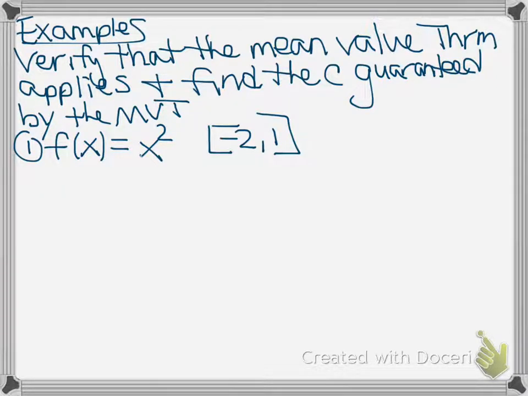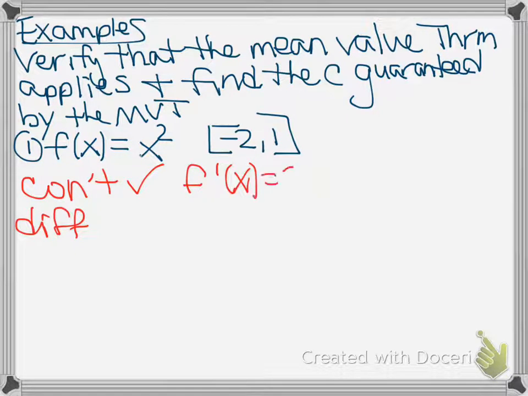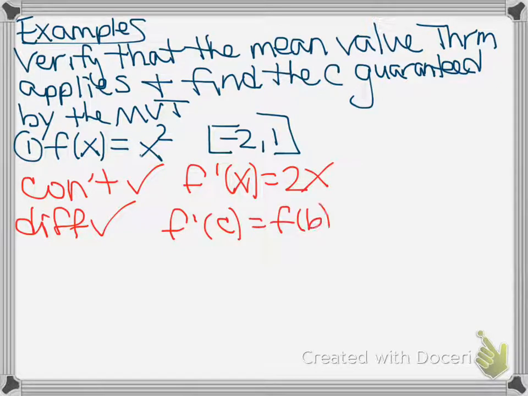All right, we're starting with x squared. So, check your prerequisites. Are we continuous? Yes, we are. It's a quadratic. Are we differentiable? Well, what is f prime of x? That's 2x. So check, yes, we are. Then, the mean value theorem says that f prime of c equals f of b minus f of a over b minus a. Write down the formula.